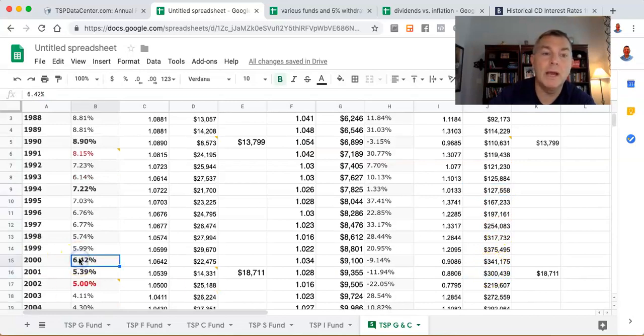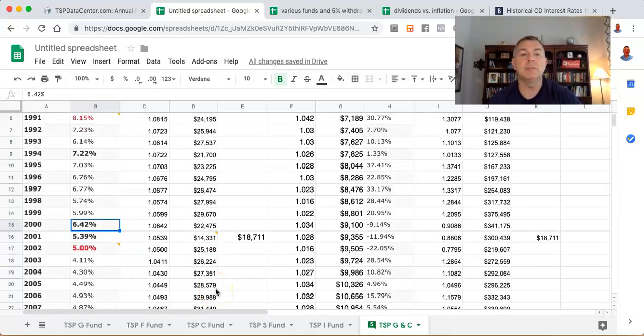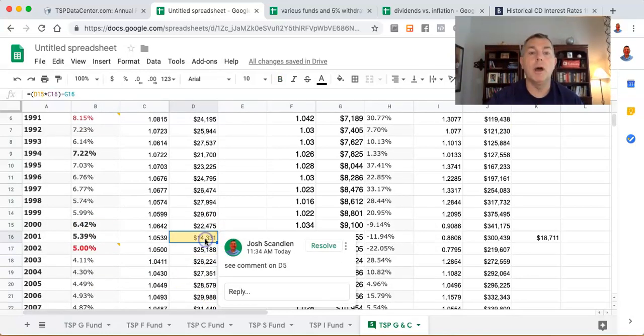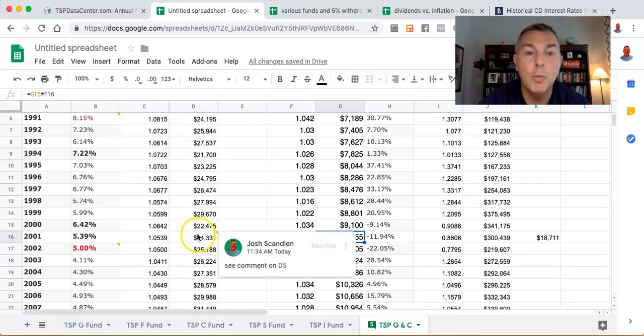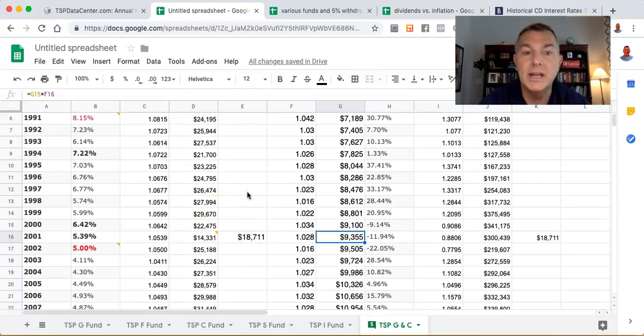And again, 2000 is when we have another year where the first bucket did better than the second bucket. I'm not going to explain all this, but what happens here in 2001, because we're taking these distributions from the first bucket to pay the bills, we do not have more than 2 years of living expenses in the first bucket at the end of 2001. So we have to add $18,711.